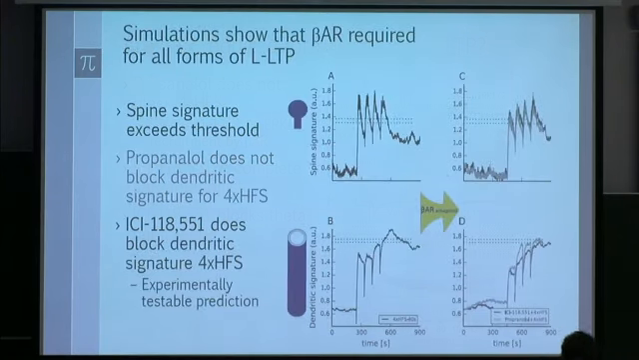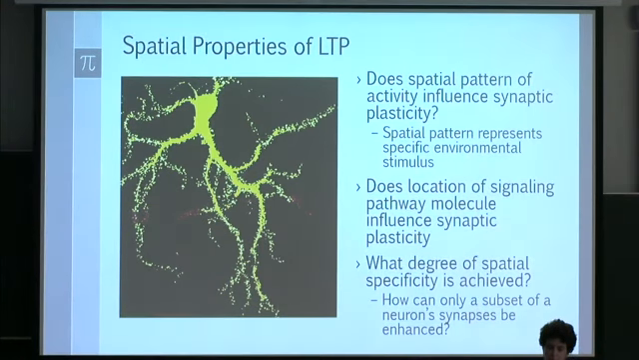Okay, so now what we wanted to do is repeat these simulations with either propranolol or this ICI, and here's our control without the drugs. What we see is that when we add the propranolol, it indeed reduces the dendritic signature, but it still crosses the threshold, whereas ICI reduces it a little bit more, and it no longer crosses the threshold. So this would be our prediction, that the ICI would block 4-train LTP, and that is being tested by our collaborator. So I want to talk a little bit more about spatial properties of LTP.